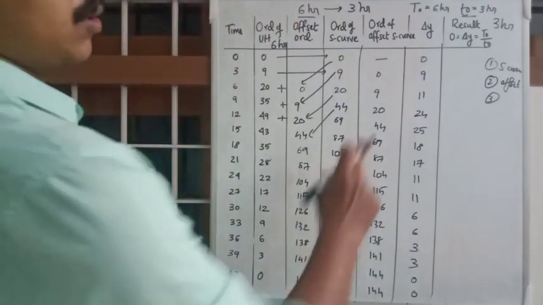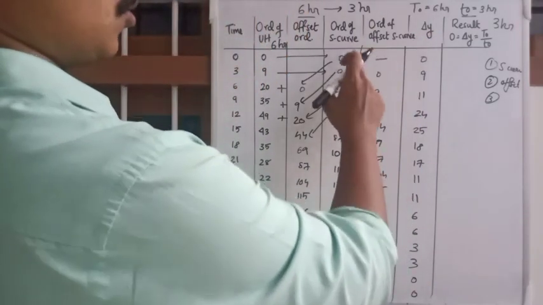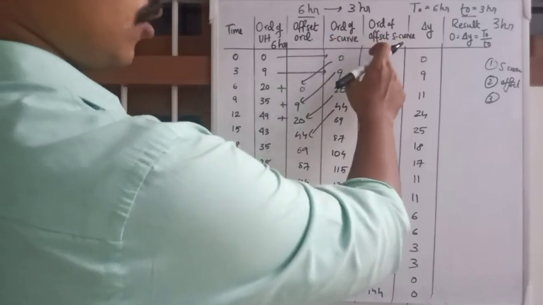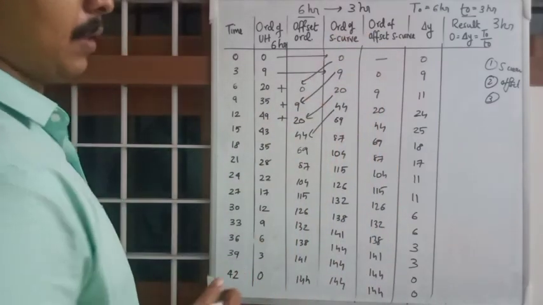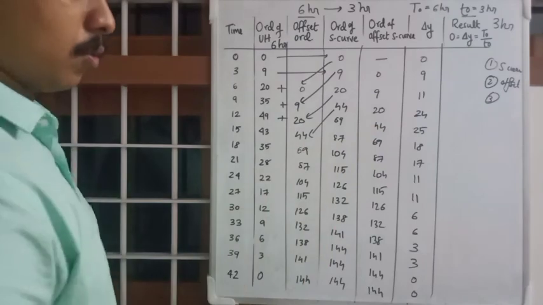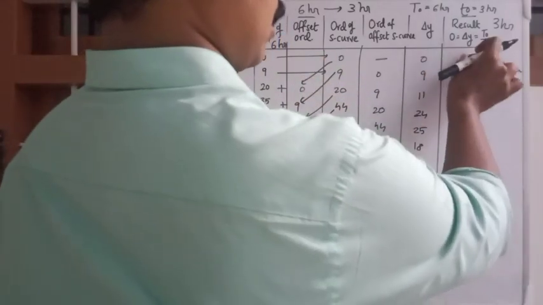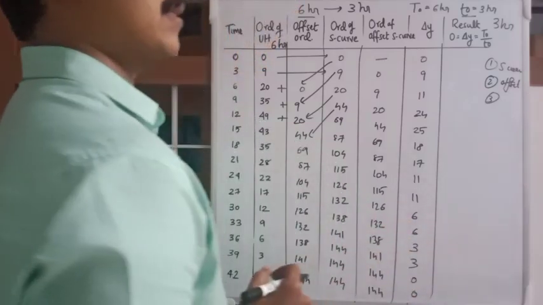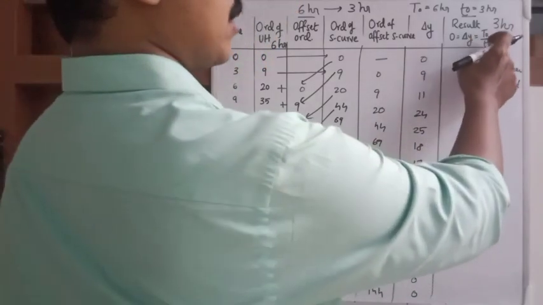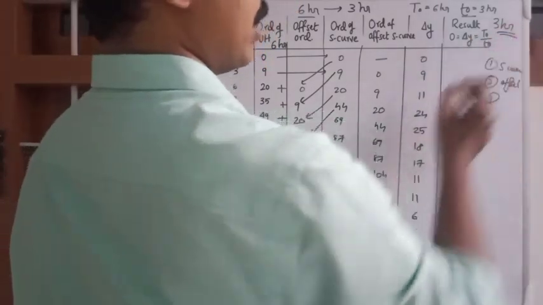Okay, so that was the difference between the last two columns, the ordinates of the S curve and the offset ordinates of the S curve. Subtract these two columns, and the last column will give you the result, that means the ordinates of the 3 hour unit hydrograph.